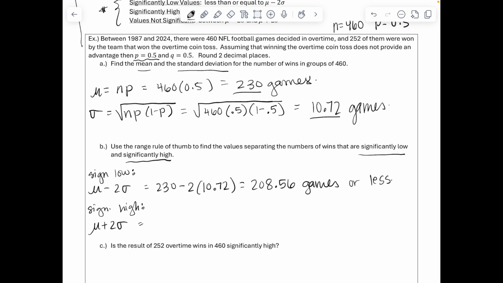For significantly high, we have 230 plus 2 times our standard deviation, which is 10.72. And when you substitute that all in on your calculator, you get 251.44. And again, this is games or more.